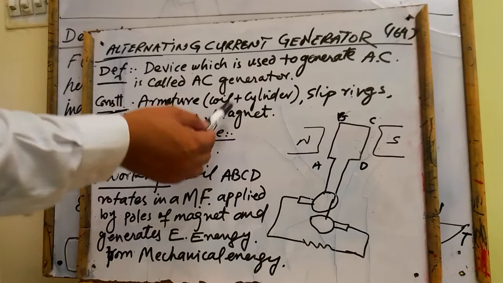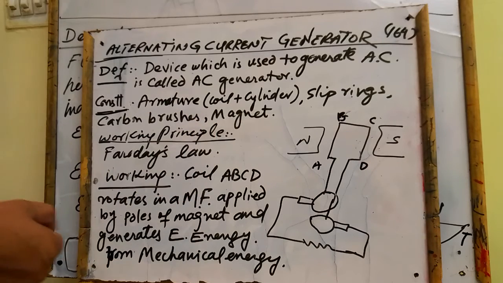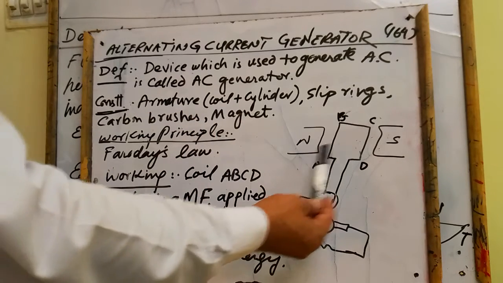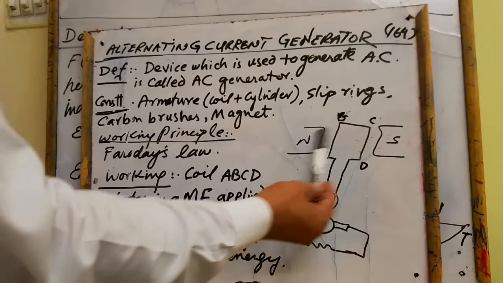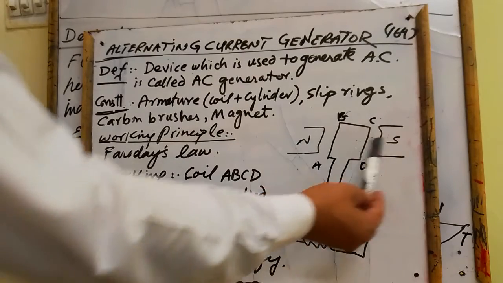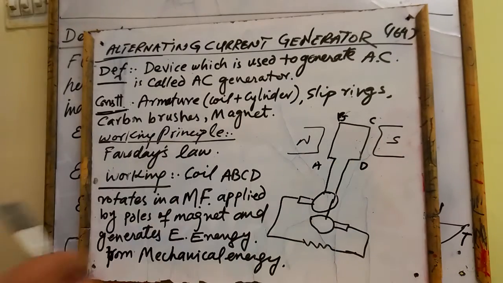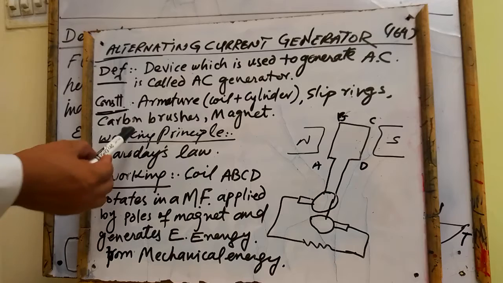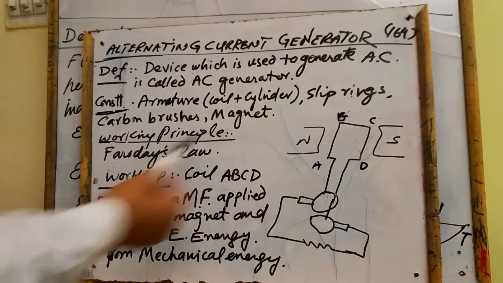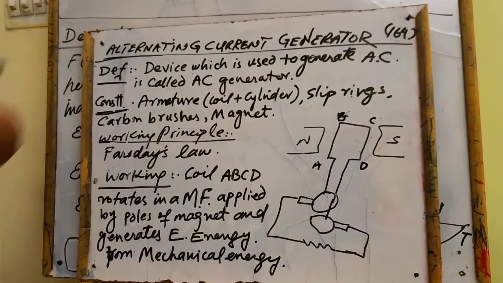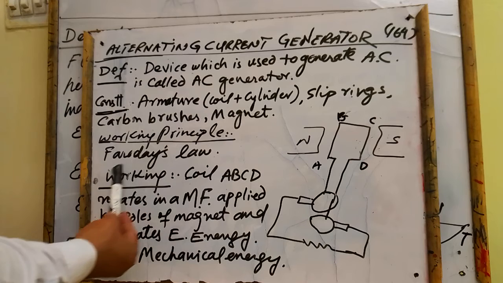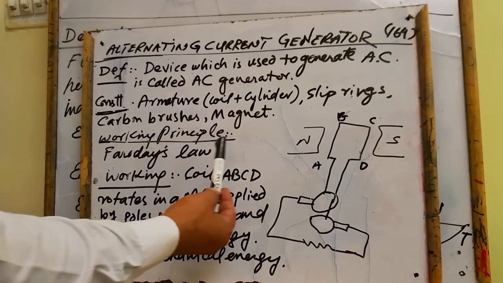And a magnet. The magnet is obviously a very important part of the AC generator. These are the two poles of the magnet, the north pole and the south pole. What is the working principle of AC generator? The main working principle of AC generator is Faraday's law of electromagnetic induction.